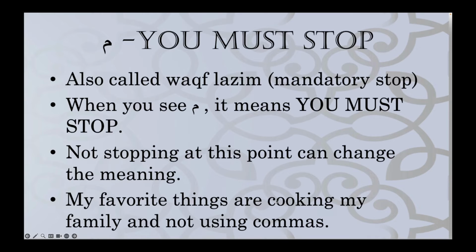Because if I was to say, my favorite things are cooking my family and not using commas, then I'm indicating that I'm going to cook my family. That's not what I mean here at all. What I mean here is I like to cook, and well, no, not me, technically. I don't like to cook, but you get what I mean. This is just an example sentence.